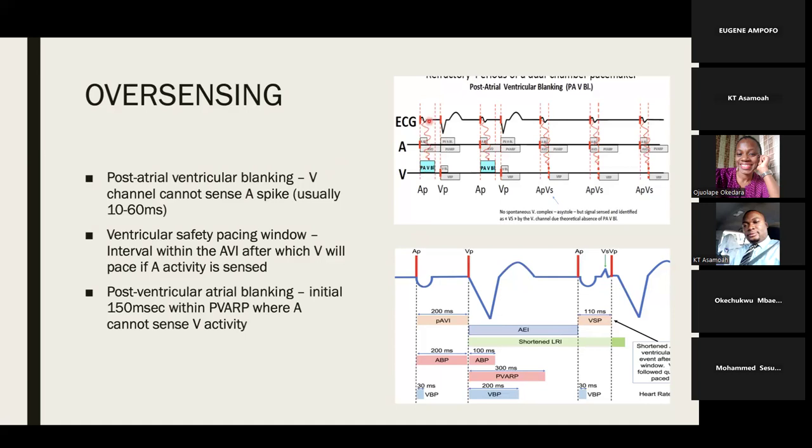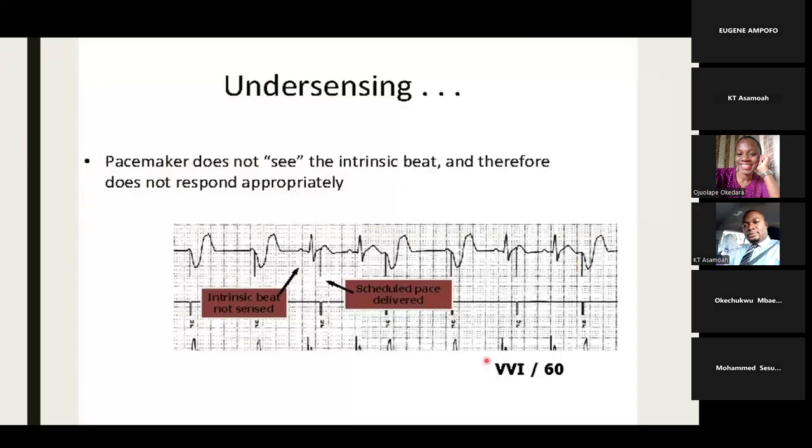This will help to prevent oversensing from occurring. Similarly, you can have post-ventricular atrial blanking, where you have a ventricular impulse and then the atrium cannot respond. This is because you can also have crosstalk occurring the other way, where the atrial lead senses ventricular activity. And undersensing means that there's an intrinsic beat, but the pacemaker does not see it. It doesn't sense it, so it will still fire.